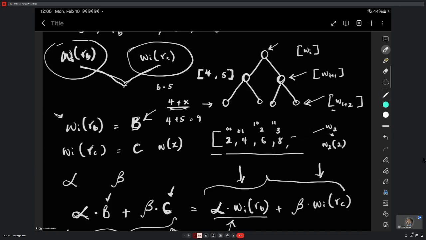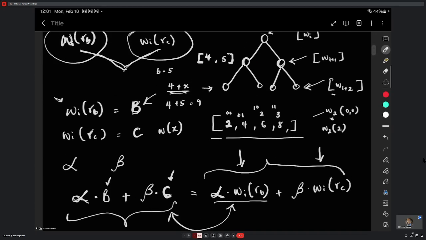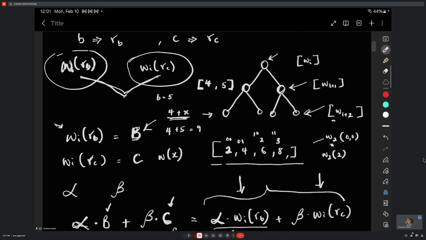So when we say W2 evaluated at 0, 0, it will give us 2. My question is, is this 0, 0 what we are passing into that formula? Yeah, that 0, 0 is the B that we're passing in. Is it making sense? You said we were going to be passing in indices, the labels, not the values. Yeah, I think I just answered that now.